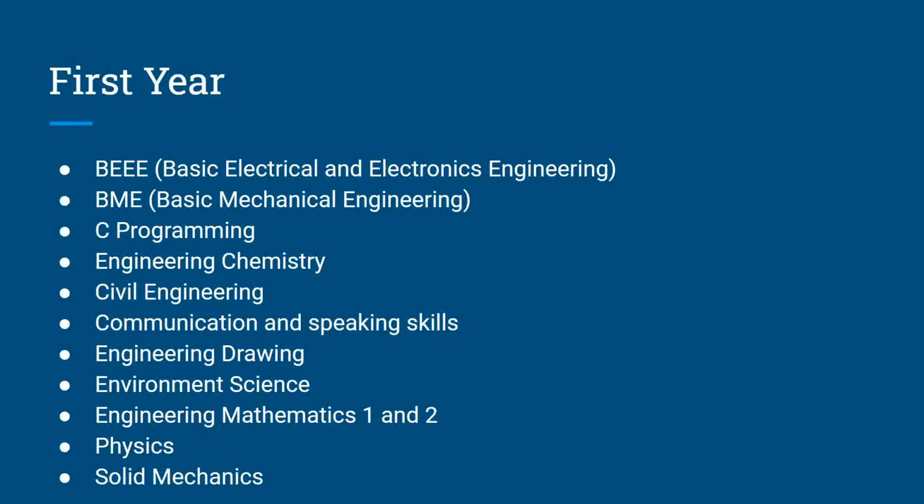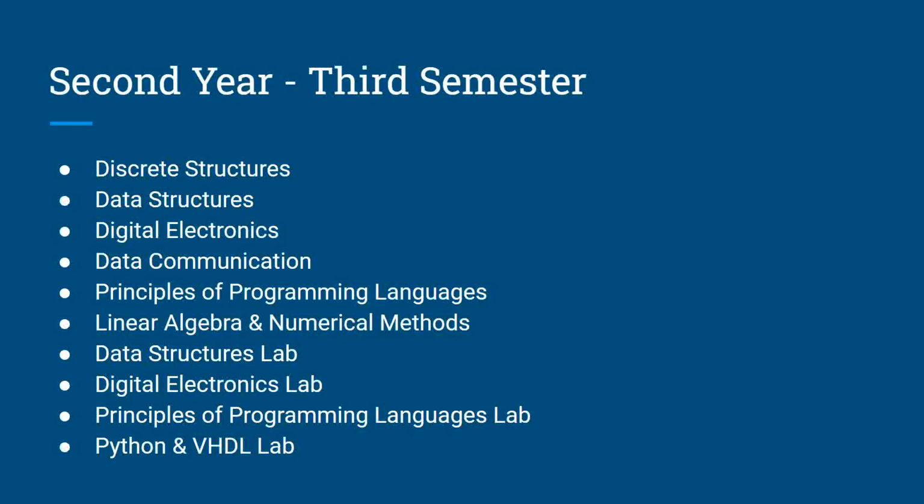Now moving on to the second year. In the second year, the third semester, you will be learning the basics of computer science, starting with discrete structures, data structures, digital electronics, data communication, that is the physical layer of computer networks, principle of programming languages, how they arrived, what is their history, and how object-oriented concepts come into play.